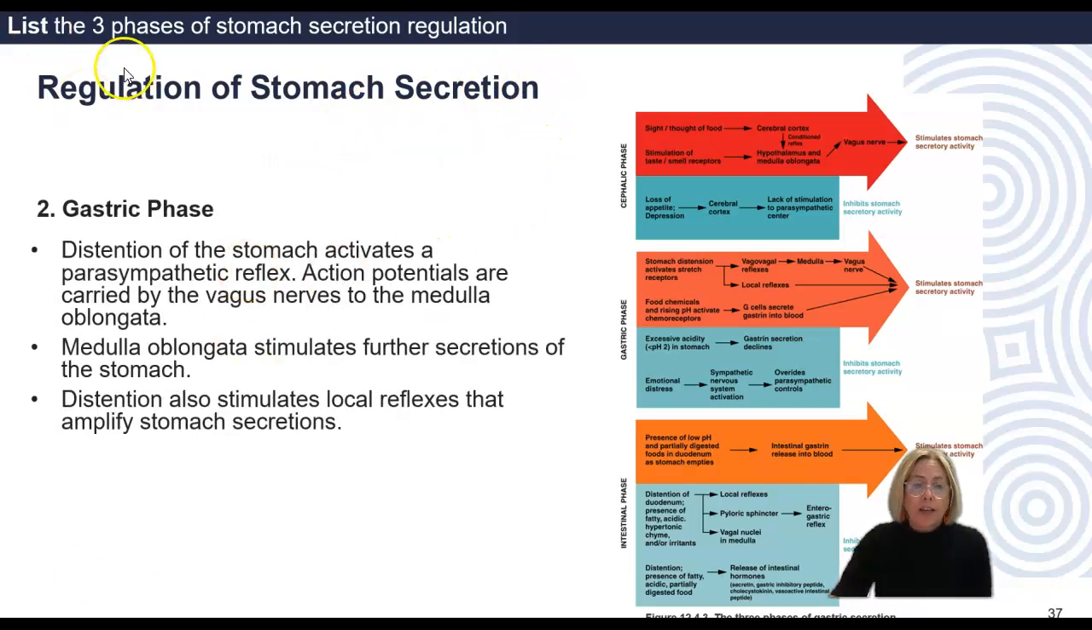And the second phase then is the gastric phase, and stretching of the stomach, because it's got food in it, or distension, activates a reflex. This is a parasympathetic reflex.